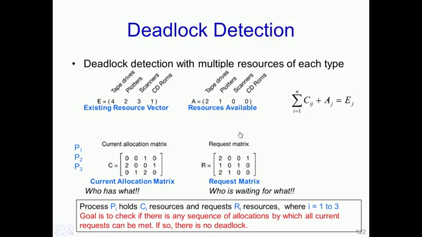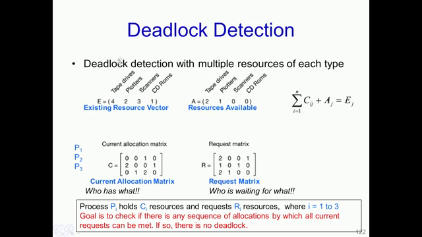Now, in addition to this, we have a request matrix, which represents which process is waiting for what. For example, process P1 requests 2 more tape drives and 1 CD-ROM. Process P2 requires 1 tape drive and 1 scanner, and process P3 requires 2 tape drives and 1 plotter.